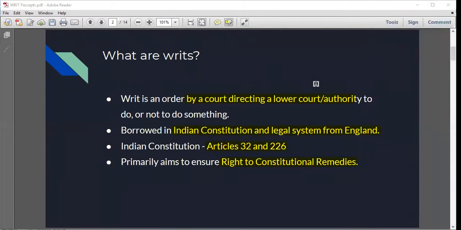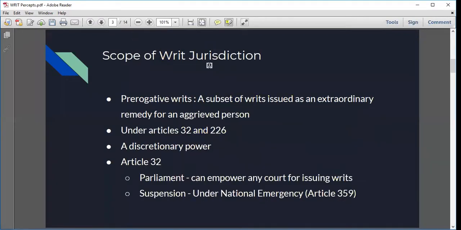Okay, so जो writ हैं, these are special legal instruments. Okay, so you can write it over here that writs are special legal instruments, okay, generally. But when it comes to Indian Constitution, writs are provided under Article 32 and Article 226. Article 32 provides writ jurisdiction to Supreme Court. Article 226 provides writ jurisdiction to High Court, right? Now this is something that you need to have in mind.